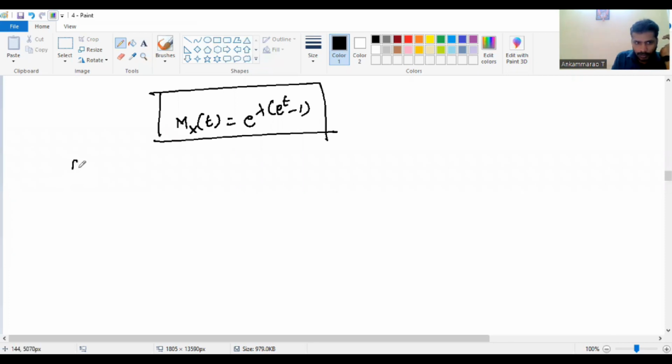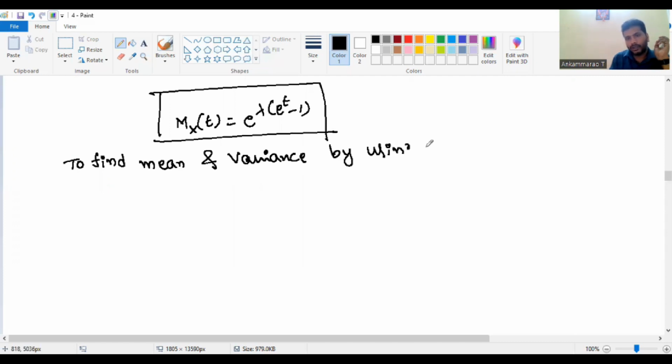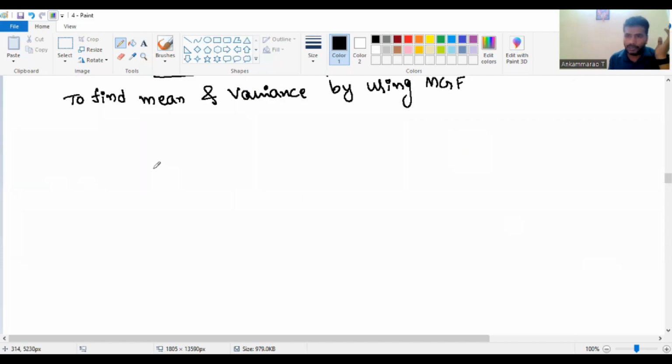To find the mean and variance using the moment generating function, how do we do it? Differentiate with respect to t and substitute t equal to 0, then we get mu 1 dash. Again differentiate with respect to t and substitute t equal to 0, then we get mu 2 dash. Using mu 1 dash and mu 2 dash, we get the variance.